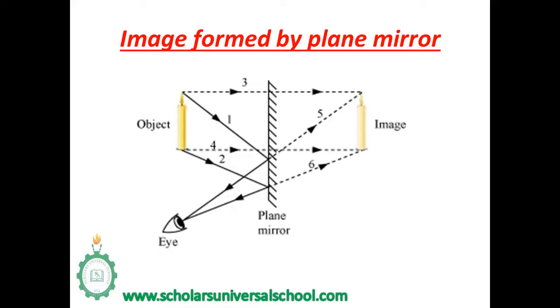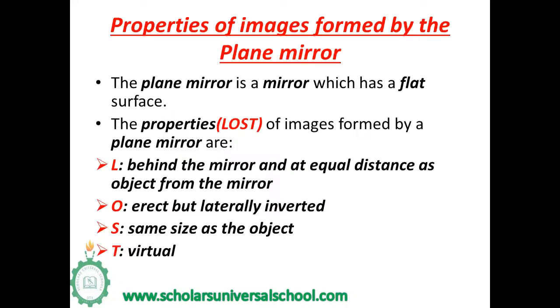Now you can also see from here that the size of the image is exactly the same as the size of the object. You can see the height is the same and even the distance will almost be the same, equal. That means our location is that the image is behind the mirror and is also at an equal distance as the object is from the mirror.